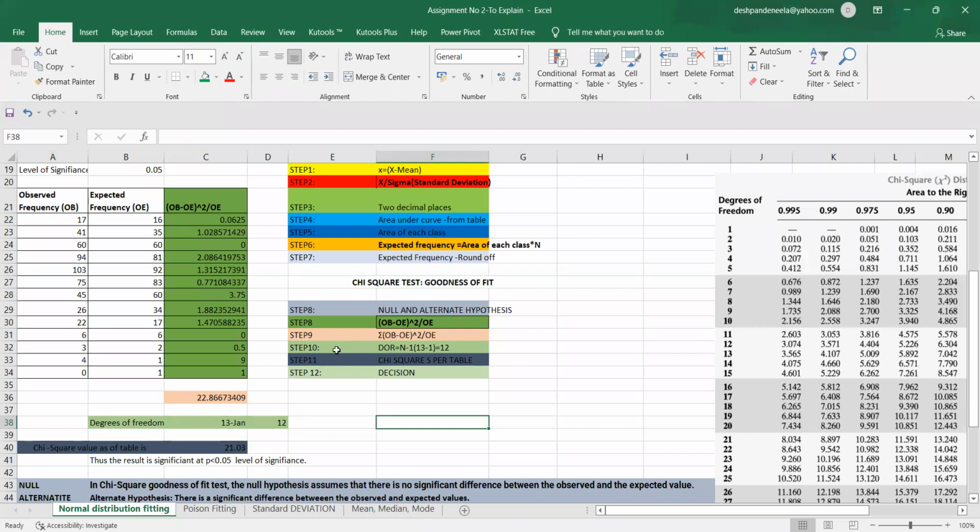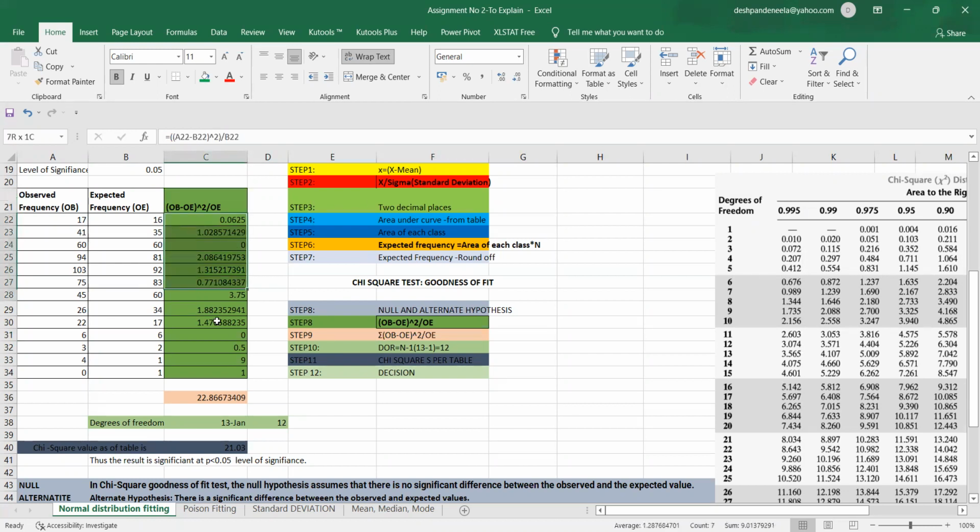Now, what is the first step for the chi-square test? The first step is to find the summation of observed minus expected frequency, squared, upon the expected frequency. The nomenclature can change, but that should be my formula. Where did I get this formula? Well, this is the basic formula for the chi-square goodness of fit test. So I will calculate OB minus OE, squared, divided by OE.